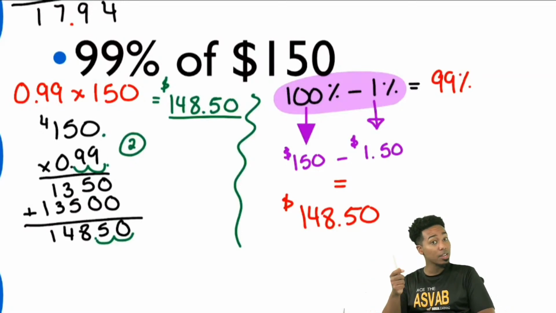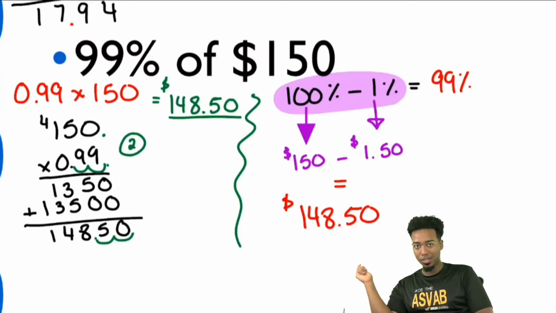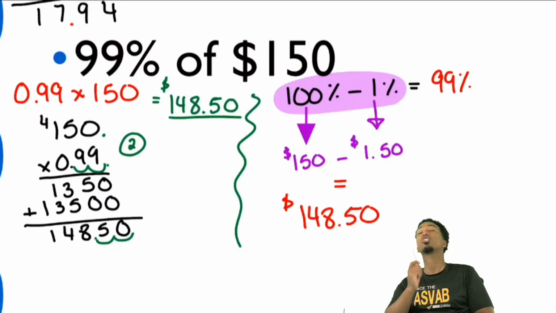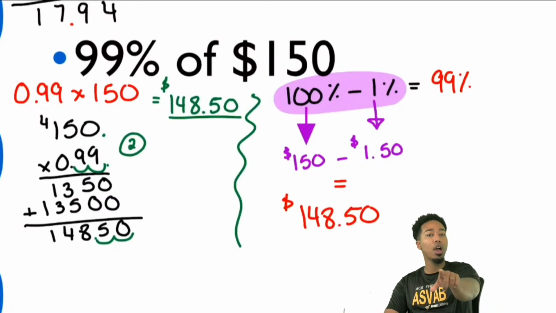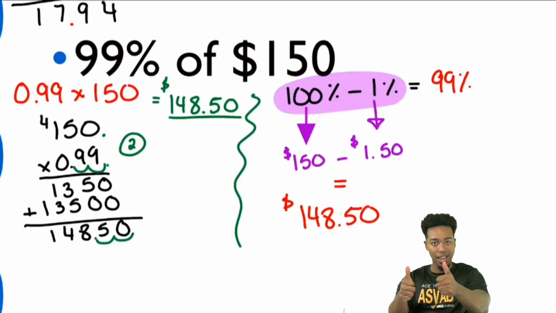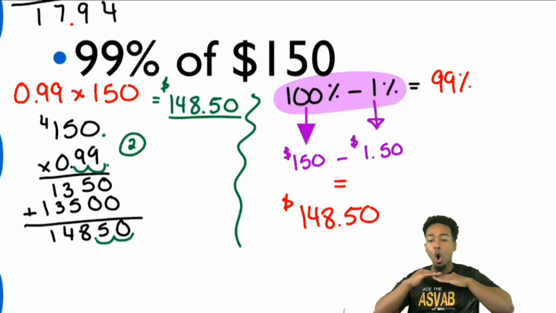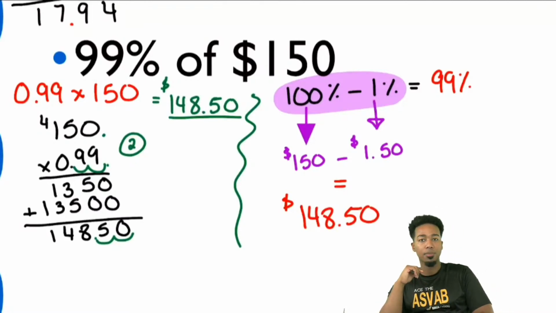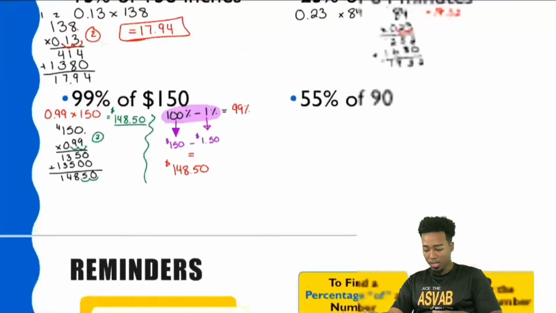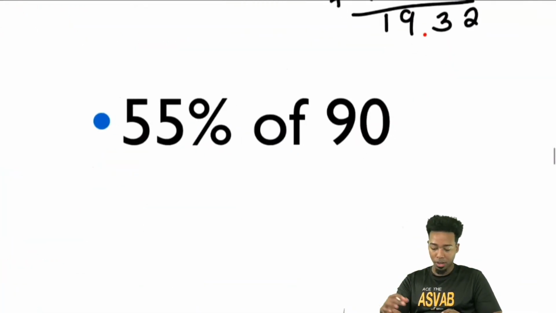And so if you've seen those types of problems, knowing how to do it like this, you're going to have a much easier time when we start working on problems that involve taxes and discounts. You're going to learn that that's going to be so much easier when you get there. Promise you that. So lastly, let's go over the 55% of 90.